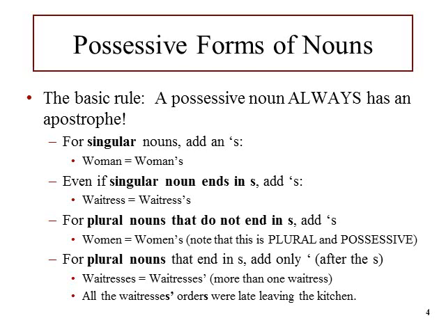The only time where we only add an apostrophe at the end is when we have a plural noun that ends in S, and you add the apostrophe after the S. So let's go back to our waitress. Let's make it more than one, two, three, four, five, whatever. So we have waitresses, and we add the apostrophe at the end of the S. This might be something like, all the waitresses' orders were late leaving the kitchen. You can see that not only do we have waitresses, but we also have orders. So we've got more than one waitress, more than one order. I trust that makes sense.